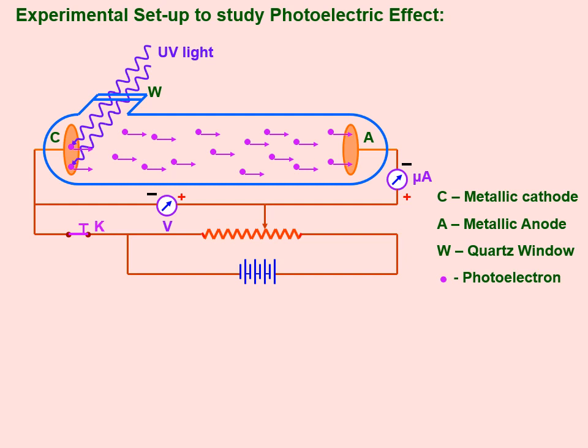Now since plate C is connected to the negative of the battery and plate A is connected to the positive of the battery, plate A will attract negatively charged electrons towards itself and electrons will flow from plate C to plate A. So the flow of electrons from C to A, or we can say the flow of photoelectrons from plate C to plate A, is called photoelectric current.